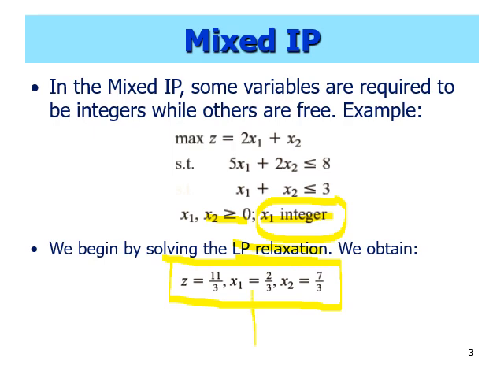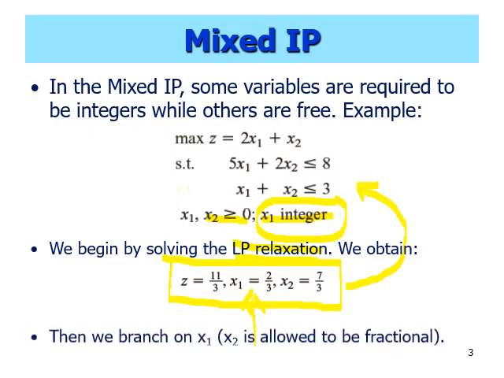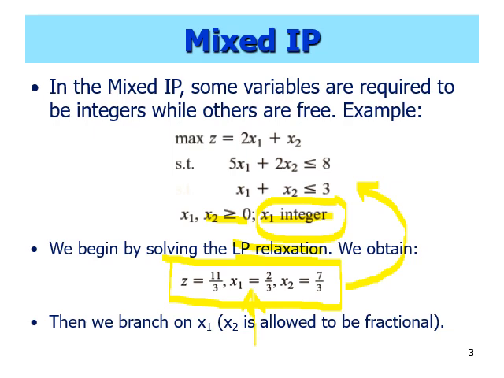We see here that x1 is not integer, therefore it's not yet a feasible solution for the original mixed IP problem. Then we must branch on x1. We don't care about x2 because x2 does not need to be integer. So here we only care about x1. x1 is still not an integer, so we decide to branch on x1.